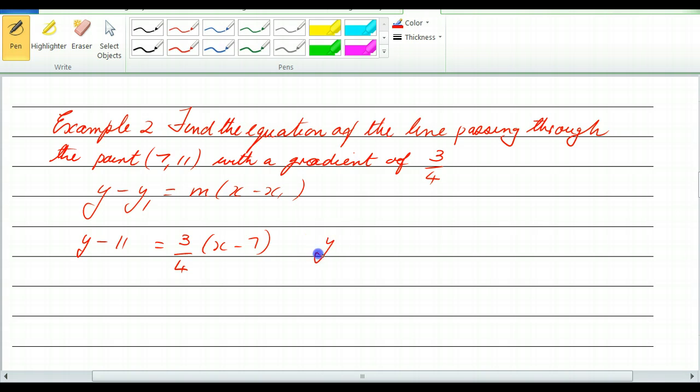Expanding this out, we have y minus 11 equals 3x on 4 minus 21 on 4. So 3/4 of x is 3x on 4, and 3/4 of negative 7 is negative 21 on 4. Rearranging this, I'll write it as y minus 11 equals (3x minus 21) on 4, and cross multiplying this 4 over to here, we'll rearrange that as 4y minus 44 equals 3x minus 21.